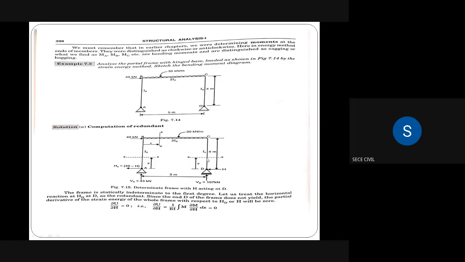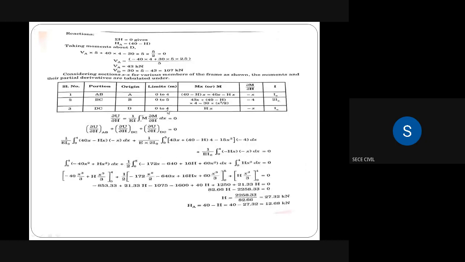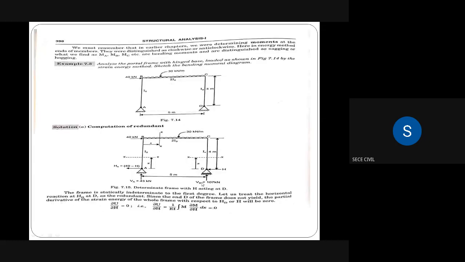Here we will consider the right side of this section. So only these two forces will come. The limit is 0 to 4 meter. So Mx value. Because of this, VD will not give moment to this section, because of the same line of action. So because of H only we will get moment.